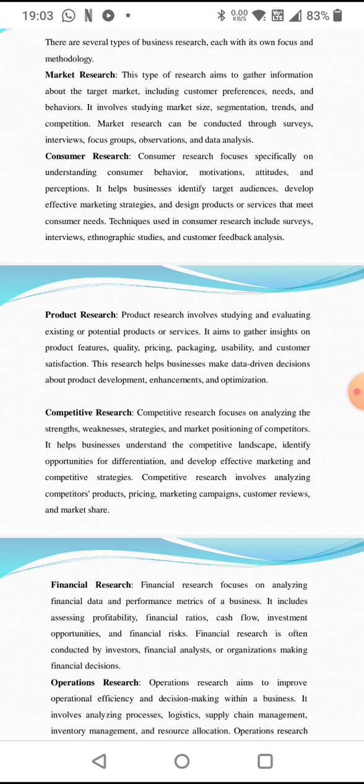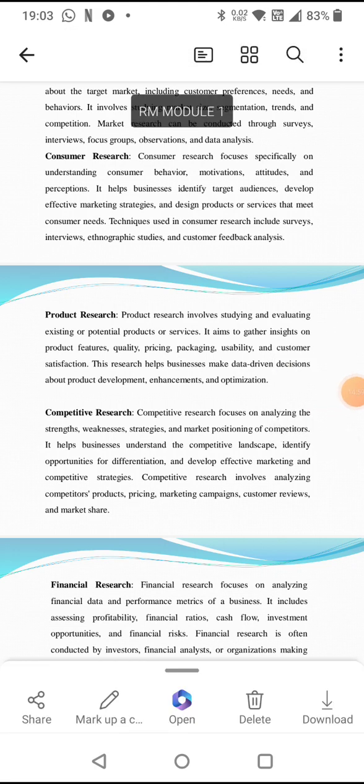This research also helps businesses make data driven decisions about product development, right? And it might be with enhancement of those also, and also optimizing the situations or conditions. This was about product research.